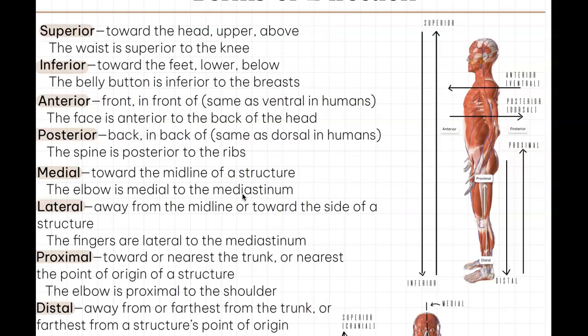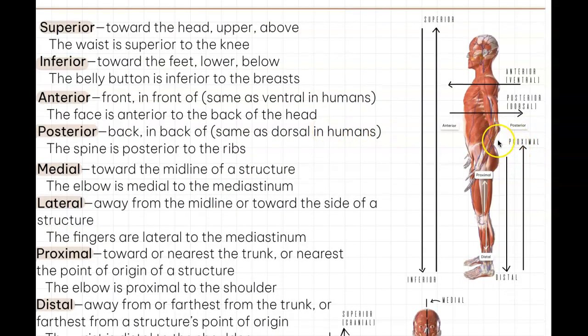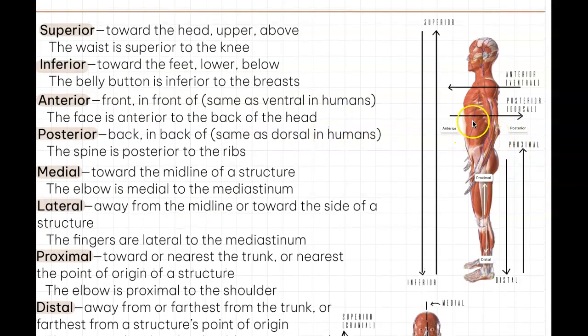Posterior means back or in back of. It's the same thing as dorsal in humans. So the example here is that the spine is posterior to the ribs. So if you can feel your ribs on the front of your body and your spine on the back, you know that the spine is behind the ribs, and so it is posterior to the ribs.